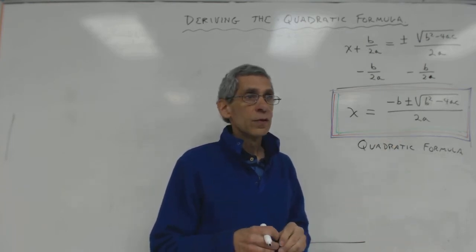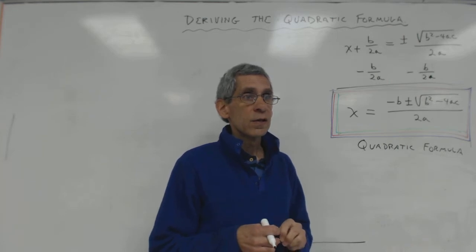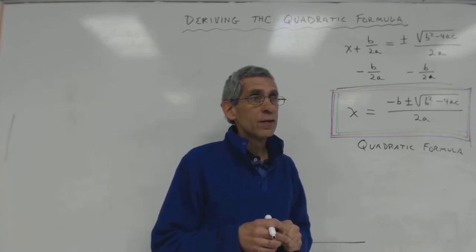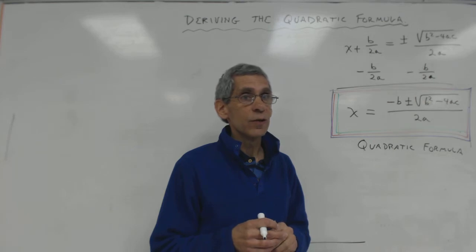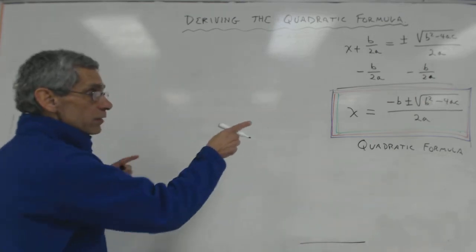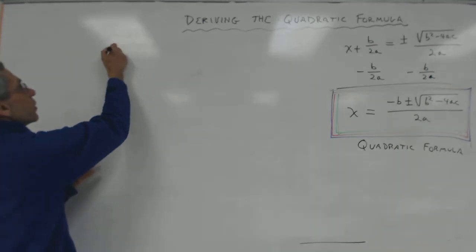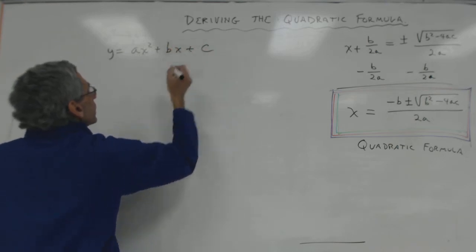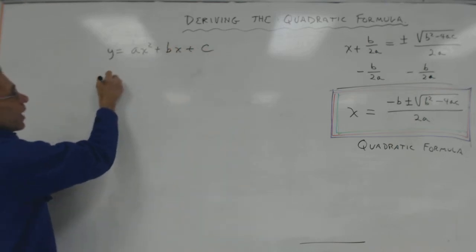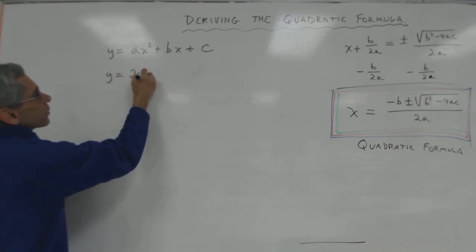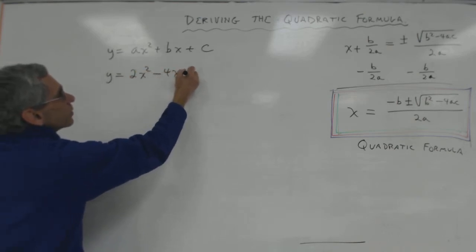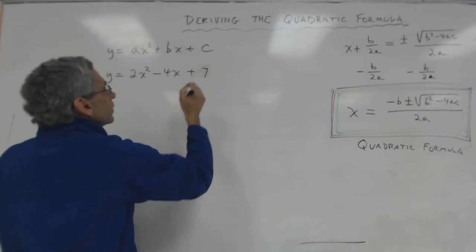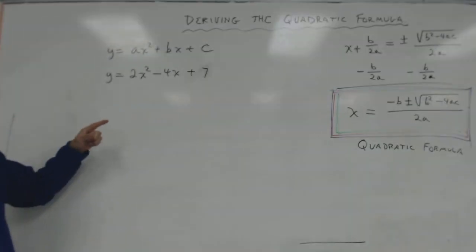Wait. So we could either do all that or complete the square. Yes, but remember, completing the square might be hard, because you might have fractions and decimals and weird things. So now let's understand how this works. If this is my formula, y is equal to ax squared plus bx plus c, let's say I give you a problem like this. Y is equal to 2x squared minus 4x plus 6. Well, let's say it's plus 7 because then we won't have to divide it by 2.